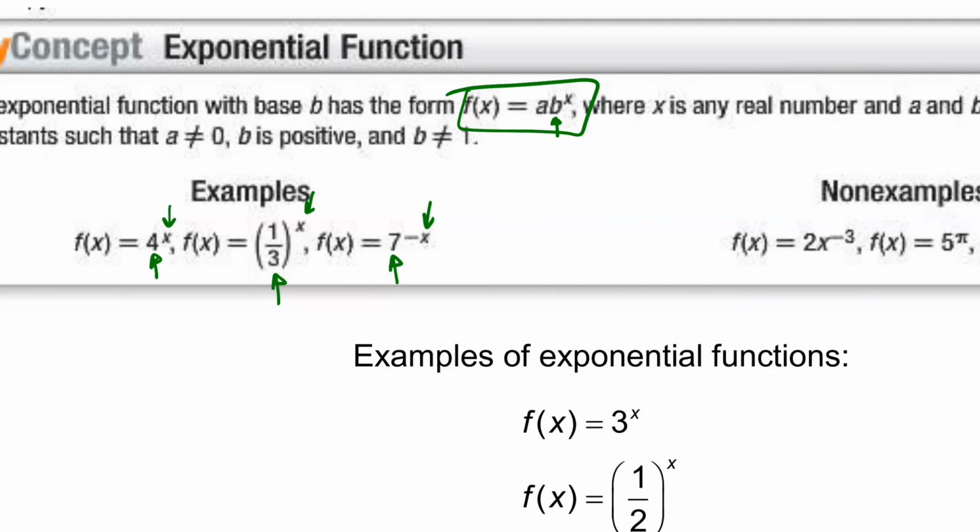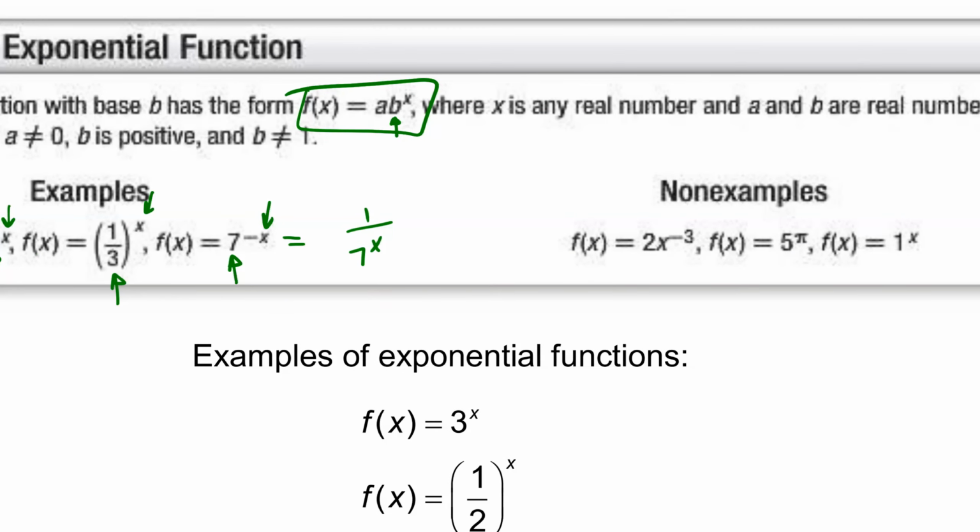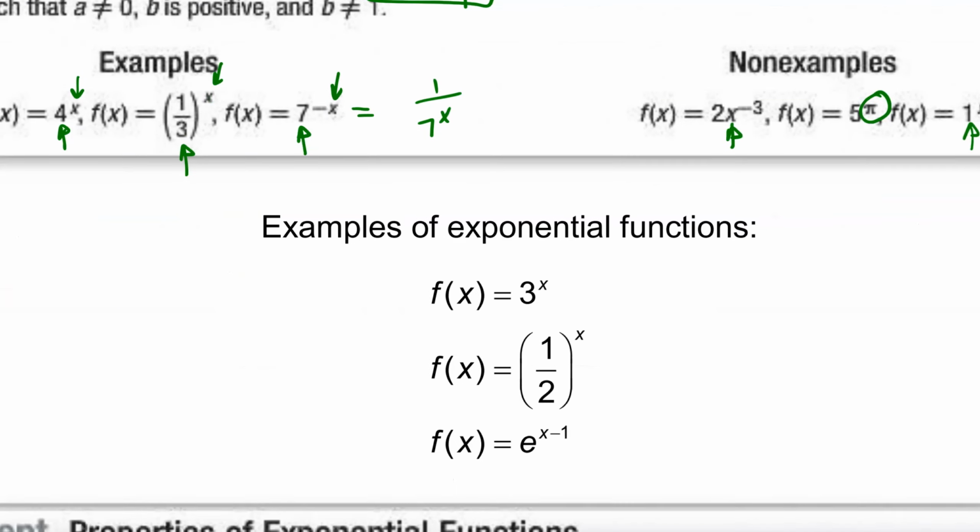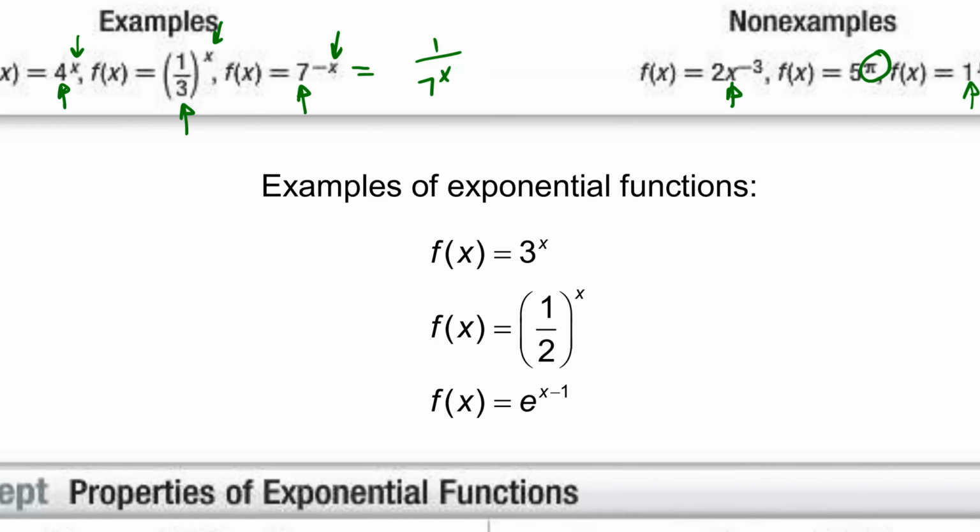Okay, so although our exponent is negative, that's fine. Another way to write it would just be 1/7 to the x power. So nothing bad. A couple non-examples. Notice we don't have a constant as our base. This one, we don't have a variable as the exponent, and then our base can't be 1. Here are more examples of exponential functions. Notice all of these have a number as the base, and we have an exponent that is a variable. So this has a variable, x minus 1, all that does is shift it left and right.